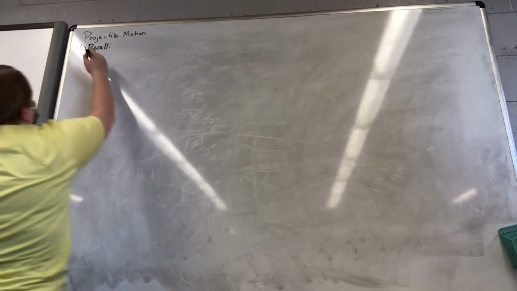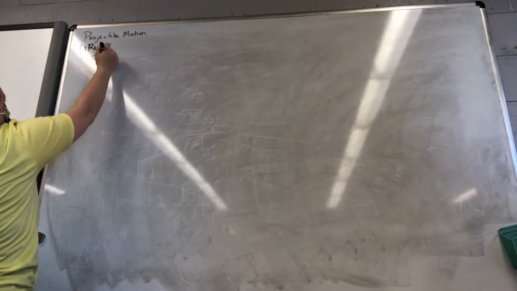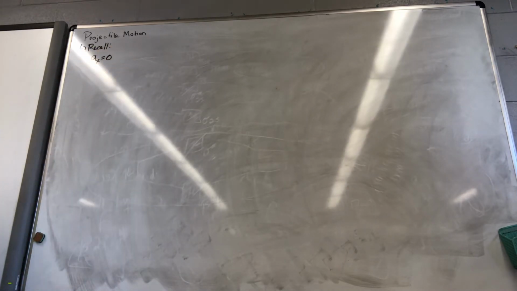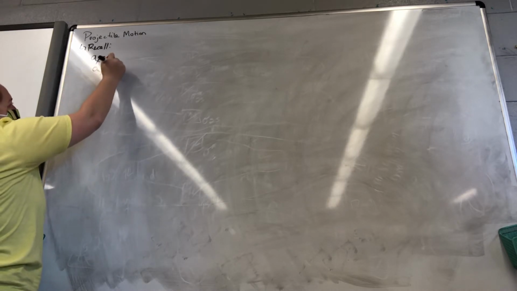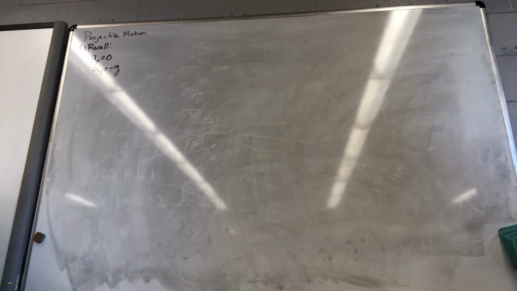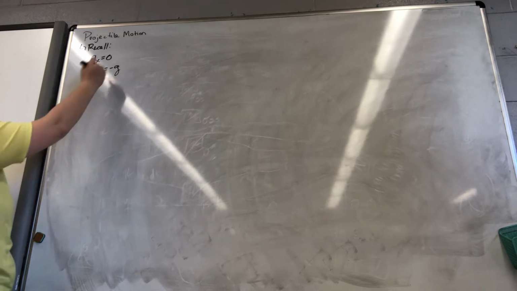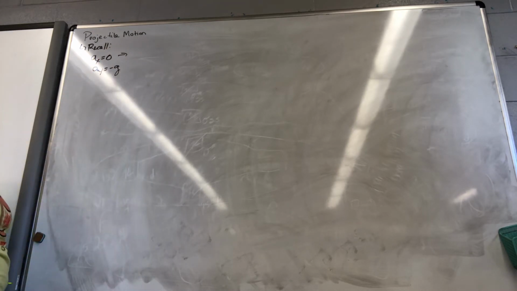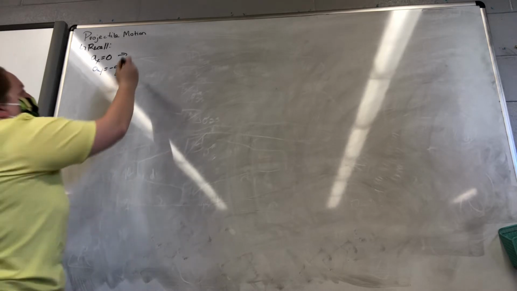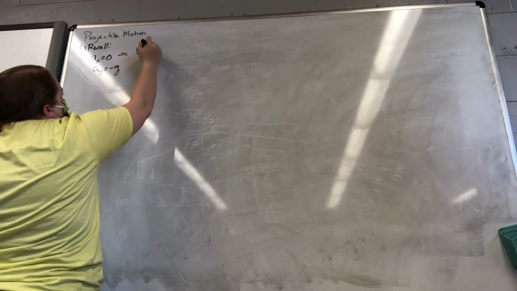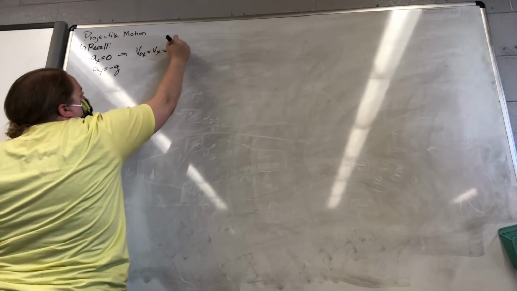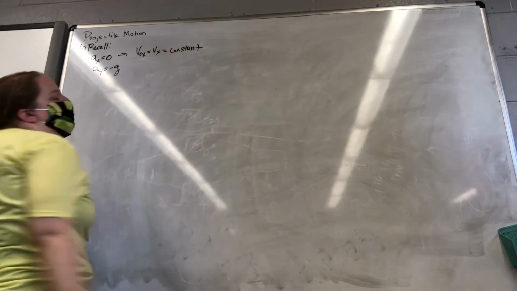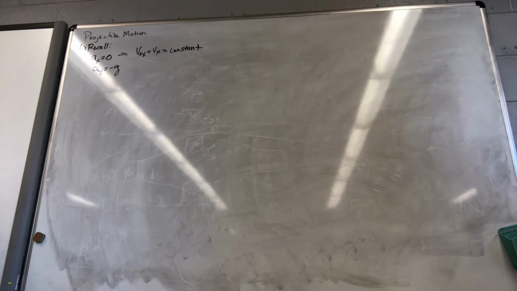Okay, so recall that the acceleration in the x direction is always 0. And AY is always G. Because the acceleration in the x direction is always 0, this is constant speed in the x direction.